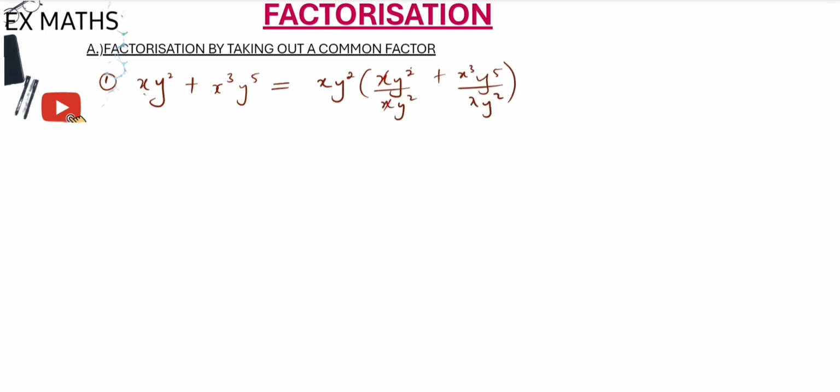x and x cancel, y squared and y squared cancel, leaving a 1. Then x cancels x in the second term, and we are left with x squared. Then y squared cancels there: you say 5 minus 2, these are laws of exponents. 5 minus 2 leaves 3, so we're left with y power 3. Our final answer will be xy squared open bracket 1 plus x squared y cubed.